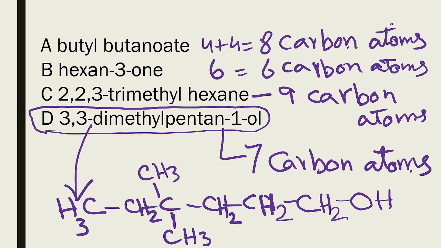You can check for yourself. Butyl butanoate contains 8 carbon atoms. Hexan-3-one contains 6 carbon atoms. 2,2,3-trimethylhexane contains 9 carbon atoms: 6 for the hexane and 3 for the 3 methyl groups. And 3,3-dimethylpentane means 5 plus 2 carbon atoms, a total of 7 carbon atoms. So it would be the answer.